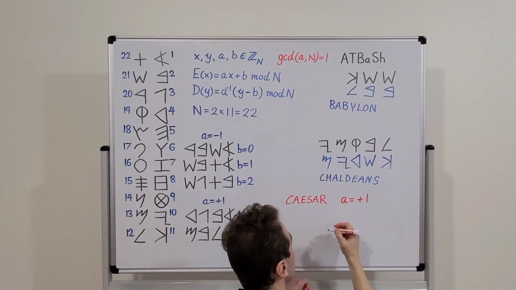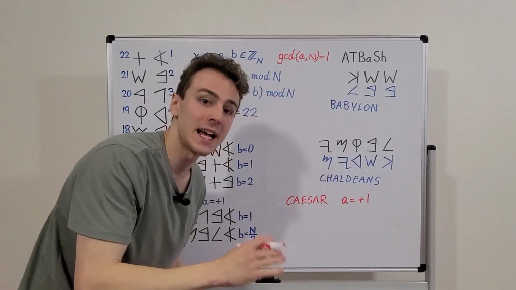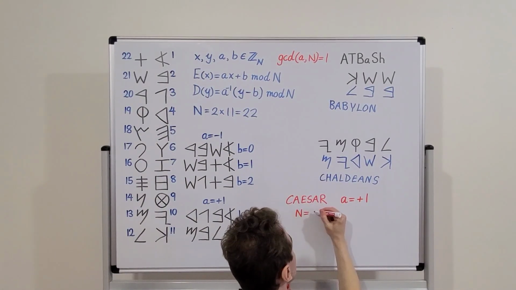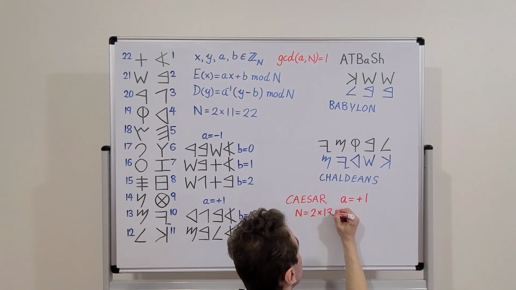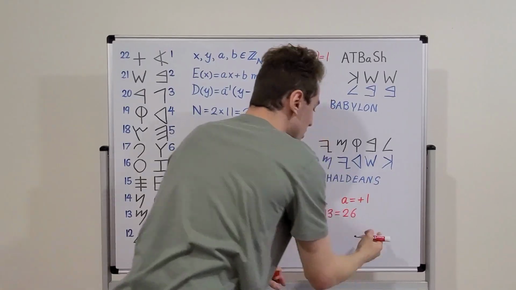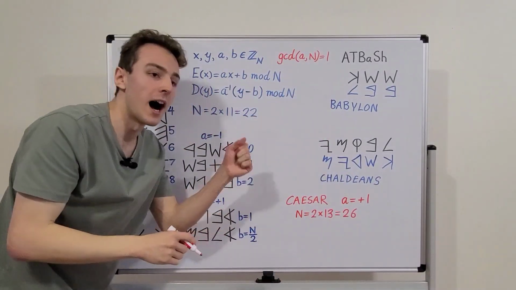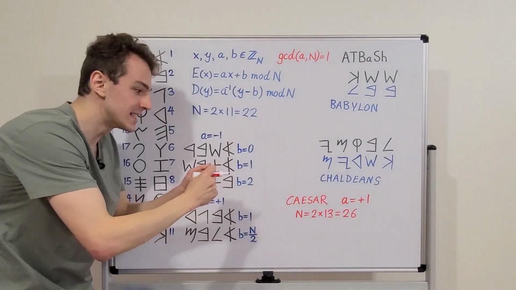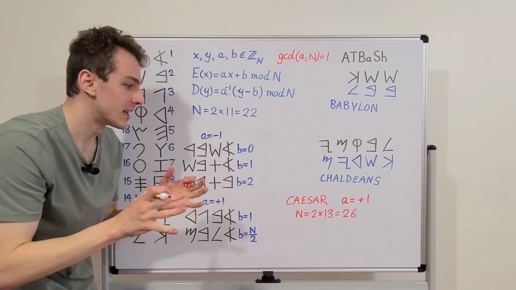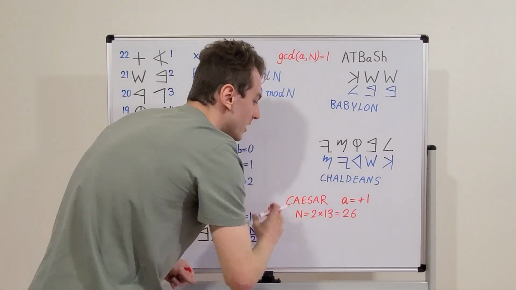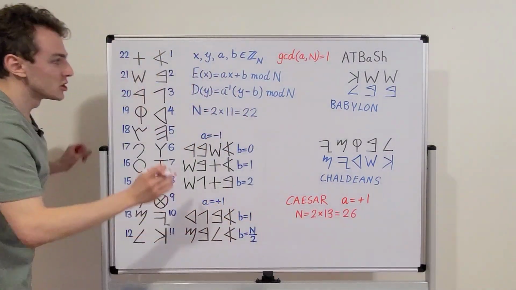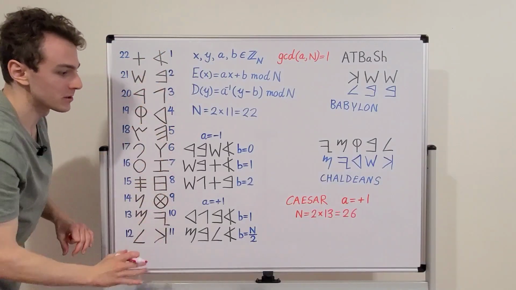If we want to use the Caesar cipher with the modern Latin alphabet, then we can use n equals 2 times 13, which is 26. This is assuming that we're using the modern Latin alphabet, where I and J are treated as distinct letters, and U, V, and W are all treated as distinct letters. So that's the modern Latin alphabet, which has 26 letters. And again, we have an even number, so we can arrange them into two groups.